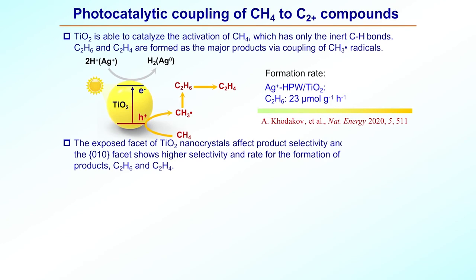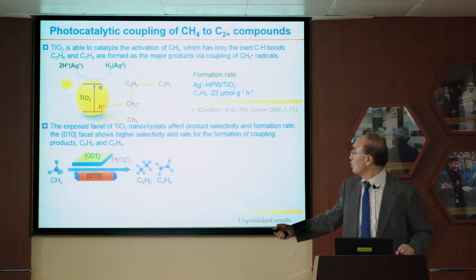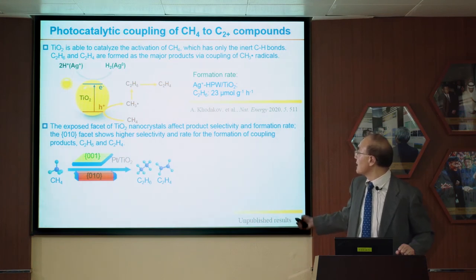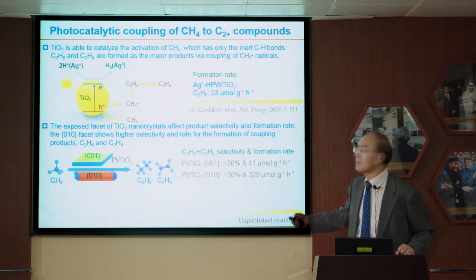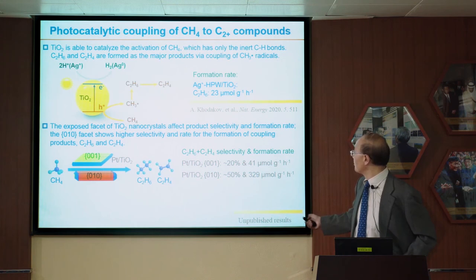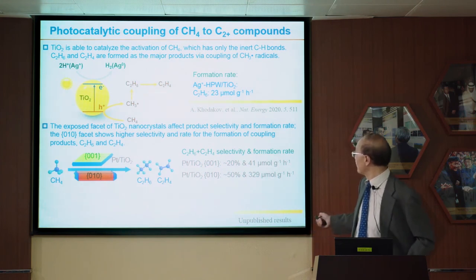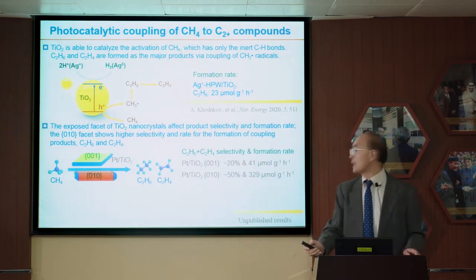Very recently, we have also found that the exposed facet of titanium oxide nanocrystals affects the product selectivity and formation rate. The 0,10 facet shows higher selectivity and rate for the formation of the coupling products ethylene and ethane. The selectivity of ethylene and ethane reached 50% over this titanium oxide 0,10 facet loaded with platinum nanoparticles, and the formation rate of C2 products reached about 0.3 millimole per gram per hour.